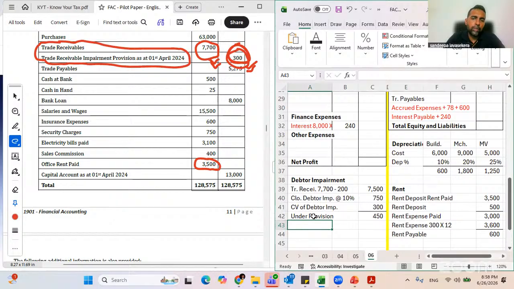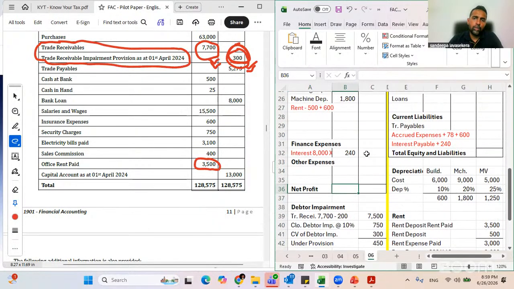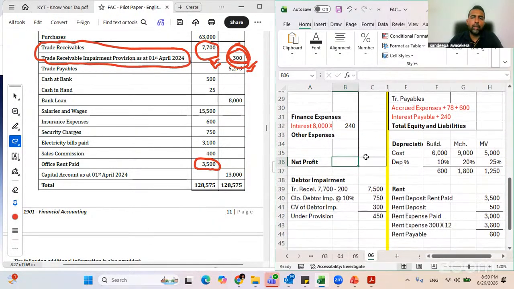We had debtors of 7,700. Of that, 200 was written off. And out of the balance, 10% we have a doubt. Of that 10%, 300 is already been provided. The balance we have to provide is 450. Okay. So we'll pass the double entry for this 450.